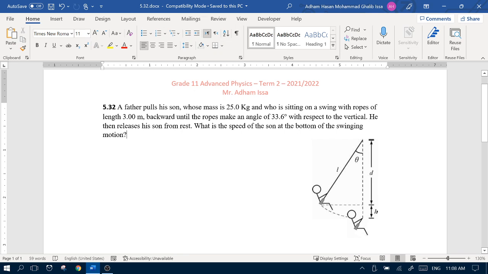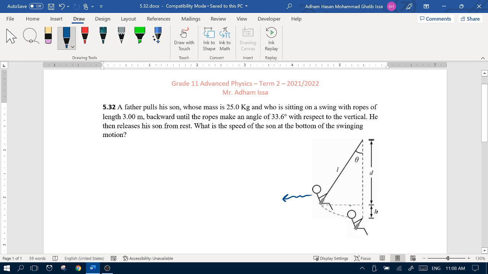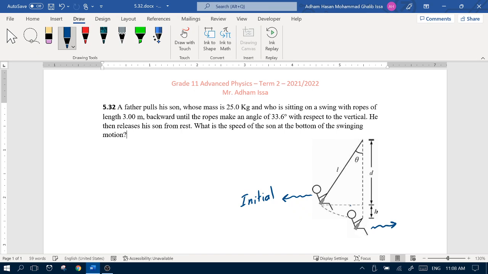What is the speed of the son at the bottom of the swinging motion? So he was here and he moved all the way to here. What is the speed at this spot? Now look, this is a very simple indirect question where we have gravitational energy transferred into kinetic energy. We know that this is the initial place. He was here, his father was holding him at this place, and then he let him go so that he will end in here. This is the final spot.